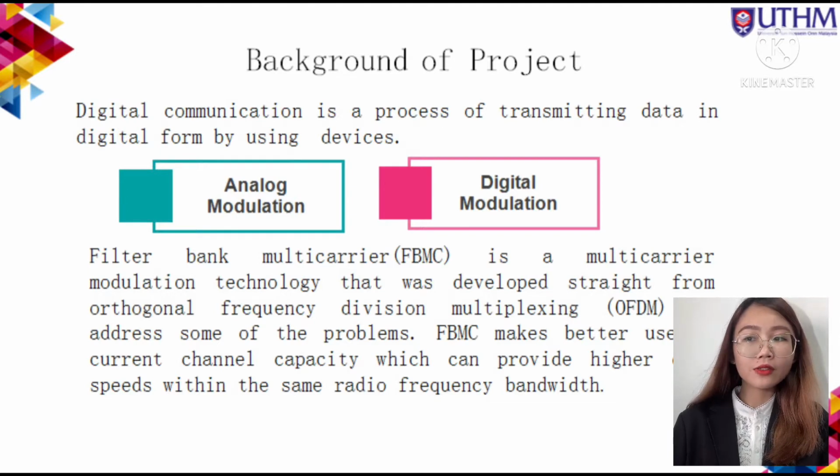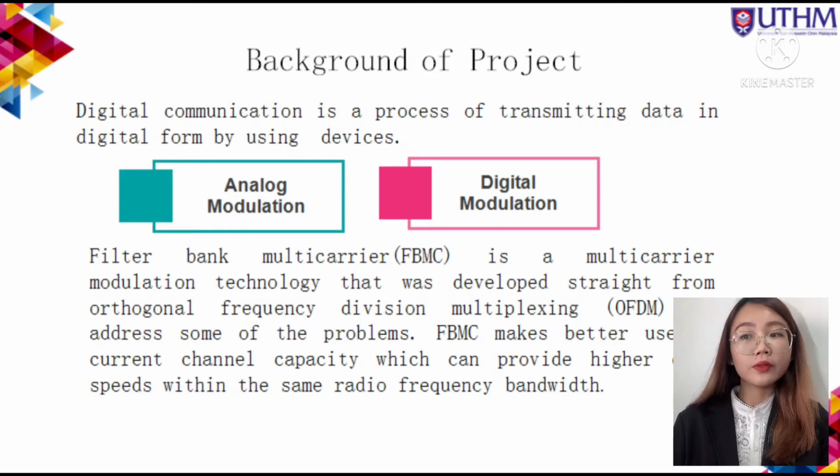A message source data is transformed into a format that can be transmitted through the process of modulation. There are two types of modulation, which are analog and digital. In digital modulation, there are three different types, which are amplitude shift keying, frequency shift keying, and phase shift keying.